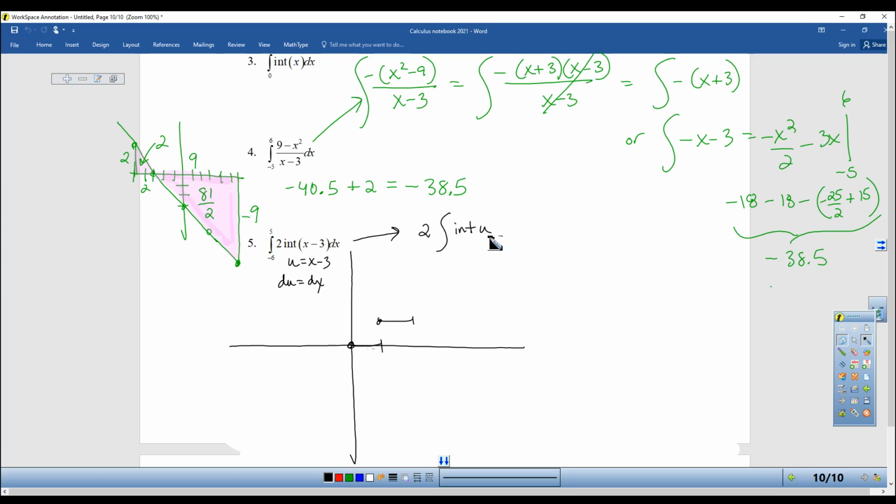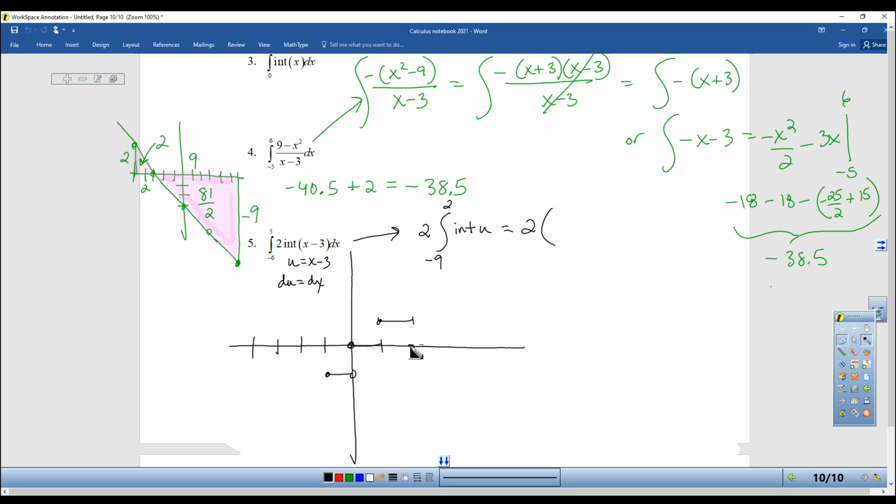Greatest integer of u. And if x is equal to 5, 5 minus 3 is 2. If x is negative 6, then negative 6 minus 3 is negative 9. So I need to get from negative 9 to 2. But this is still huge, right? 1, 2, 3. I don't feel like doing that. But do you think that you could figure out the pattern after just a few of these? I think that you can.